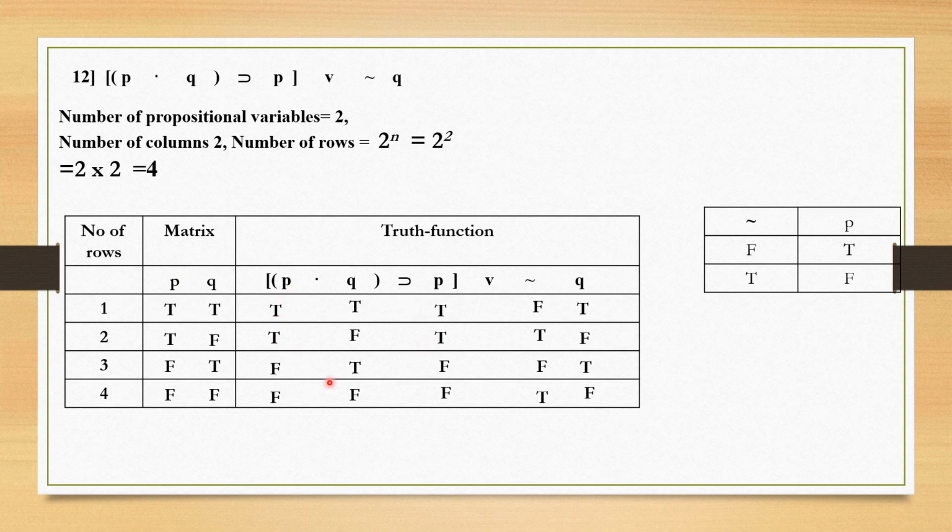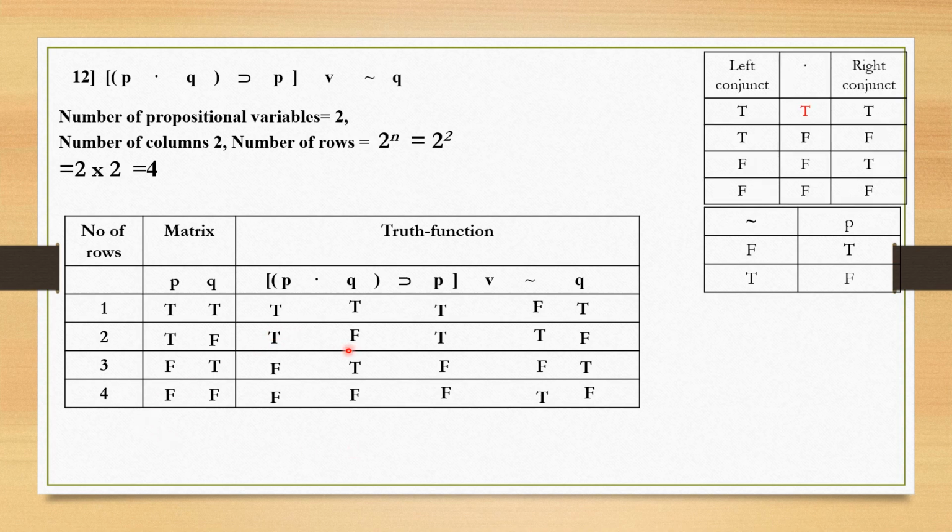Now in this, we have to solve the small bracket first, which has a conjunction. A conjunction is true when both the conjuncts are true. So both are true, then it will be true. See here. And it is false when any one side is false. False. This side it is false. So false. Both are false. Obviously it will be false.